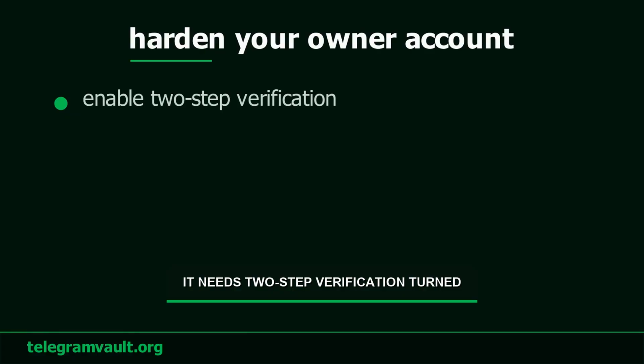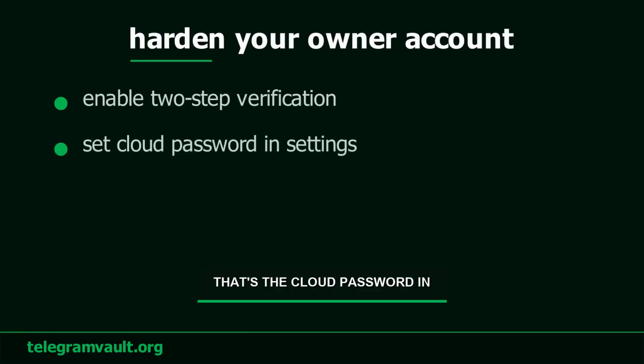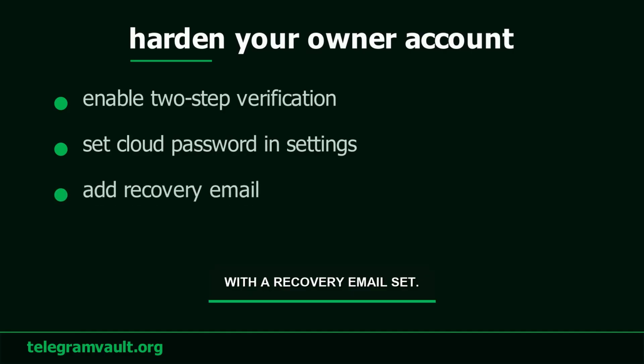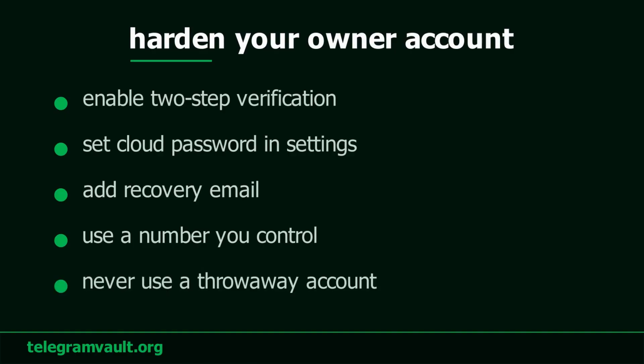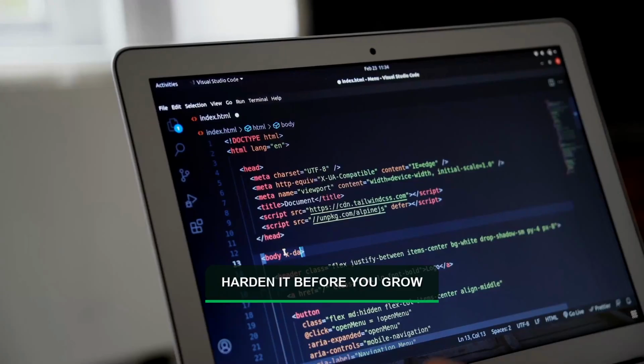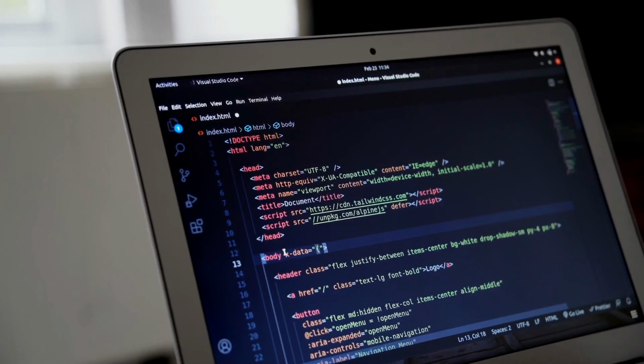It needs two-step verification turned on. That's the cloud password in settings, privacy and security. Two-step verification with a recovery email set. It should be an account you won't lose access to, on a number you control. Ideally not the same throwaway you use for everything. People build a channel to thousands of subscribers on an account they registered carelessly, and then it's gone overnight. Don't be that person. The owner account is the foundation. Harden it before you grow anything on top.